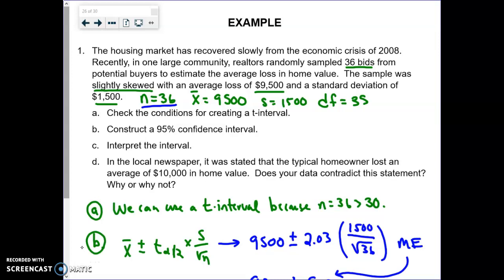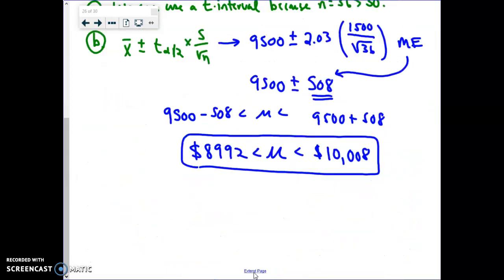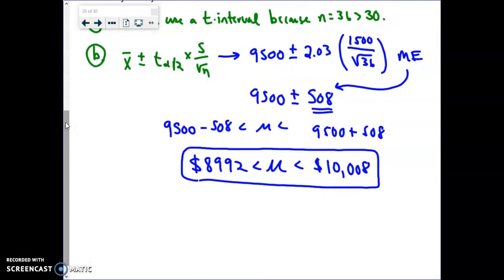Okay, let's finish up example number one. Let's start with C. With A and B, like I said, we just constructed the interval. Now we need to interpret it. So if we have the interval down here, and I'm going to extend the page, the interval we found is that we believe the population mean, the average value lost from all homes in that area, was between $8,992 and $10,008. We believe the population mean to be in that interval.